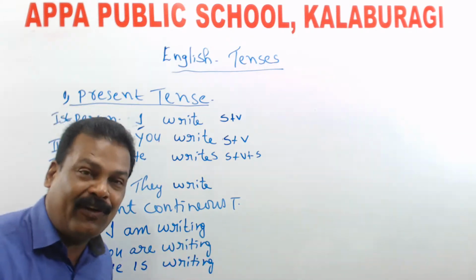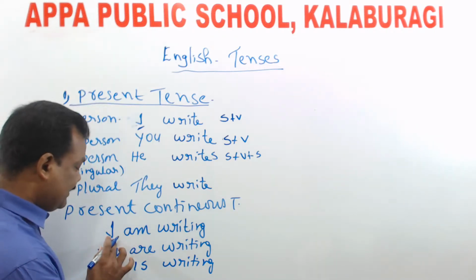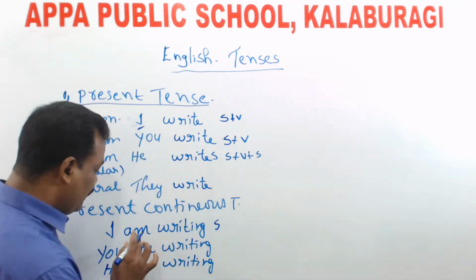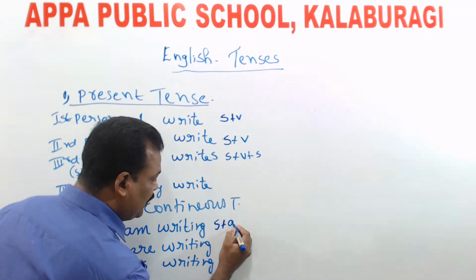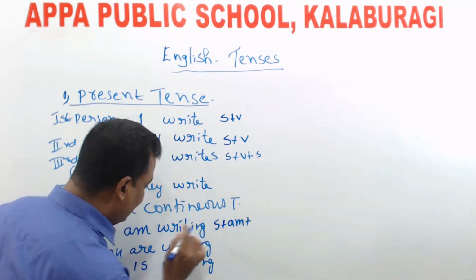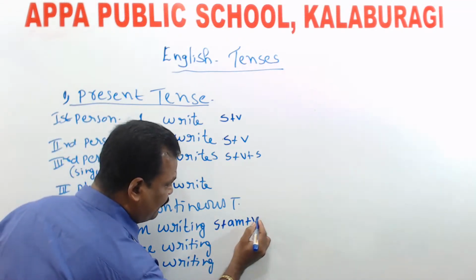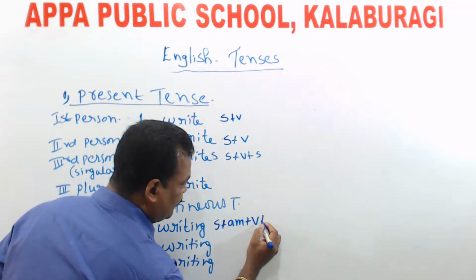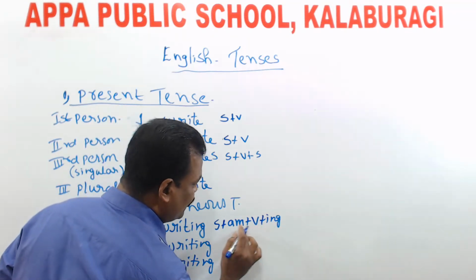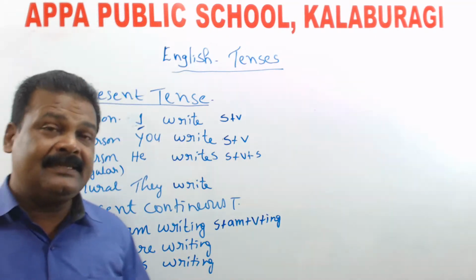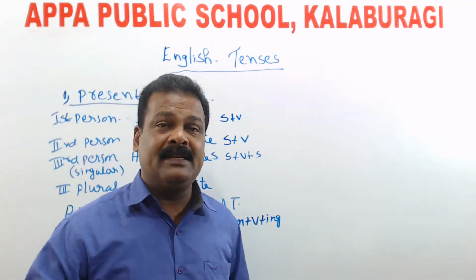Now we'll find out the formula for this one. What is I? I is a subject. Then subject plus, then you have to write am. Am plus what is write? Write is the verb. So you have to write verb, then ing. Verb plus ing. You should copy like this. See, subject plus am plus verb plus ing.